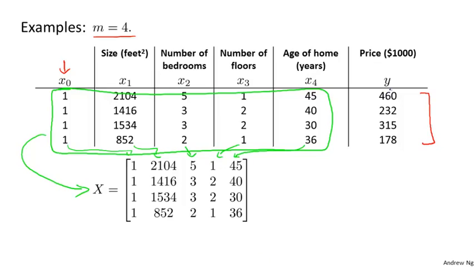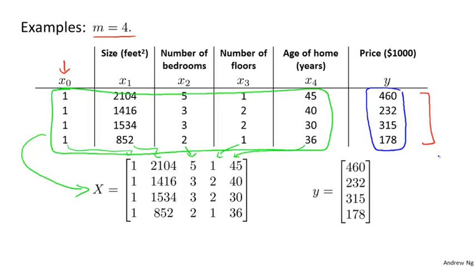And then I'm going to do something similar for y. I'm going to take the values I'm trying to predict and construct now a vector, like so, and call that a vector y. So X is going to be an m by n plus 1 dimensional matrix, and y is going to be an m dimensional vector, where m is the number of training examples and n is the number of features. And I have n plus 1 because of this extra feature x0 that I added.